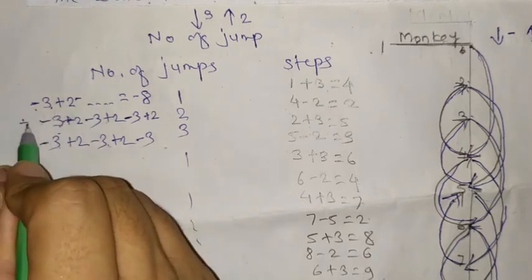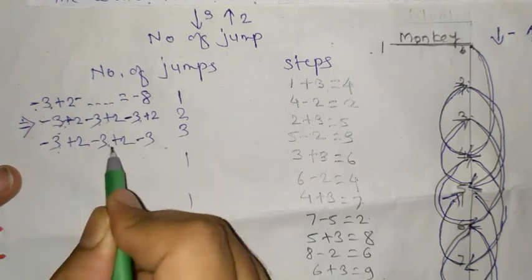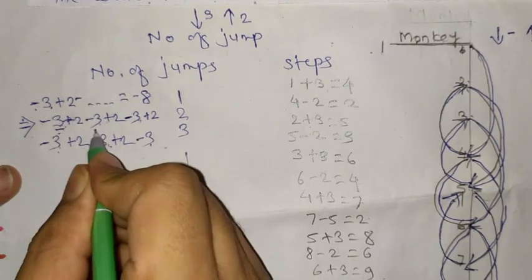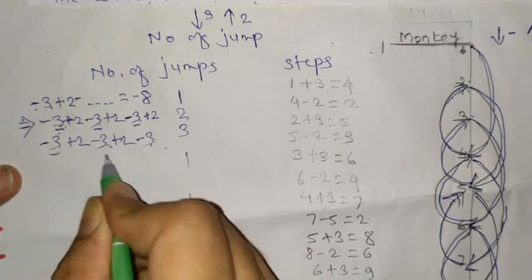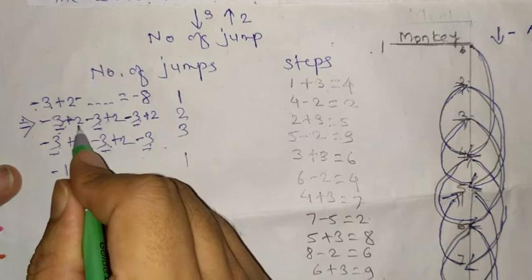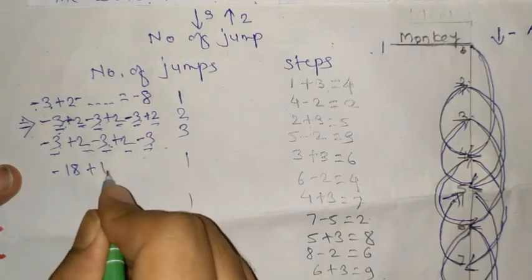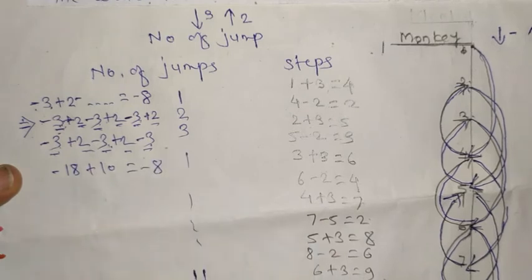We should calculate from here: 1, 2, 3, 4, 5, 6. Okay, this is 1, 2, 3, 4, 5, 6. It means -18. Here +2: 1, 2, 3, 4, 5. It means +10. So the answer should come -8.